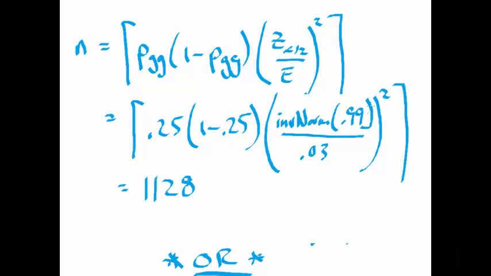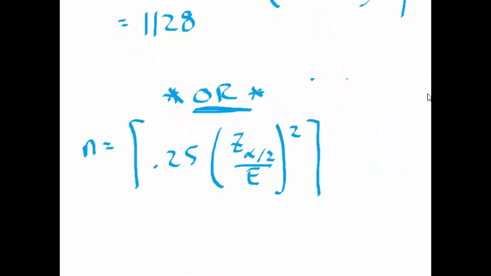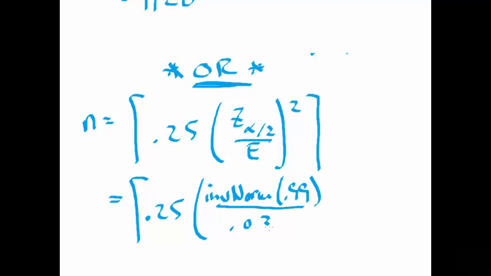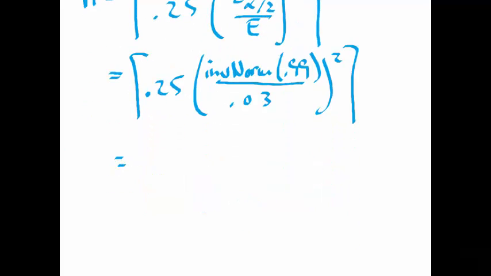See how I did that with my good guess there? Now, what if I don't have a good guess? Then I would use this formula, okay, if I really have no idea. Let's see how much this changes things. I get a quarter, that's just part of the formula. Again, that INV norm function of 0.99, 0.03 is our margin of error. Square all that stuff, and what do I get?